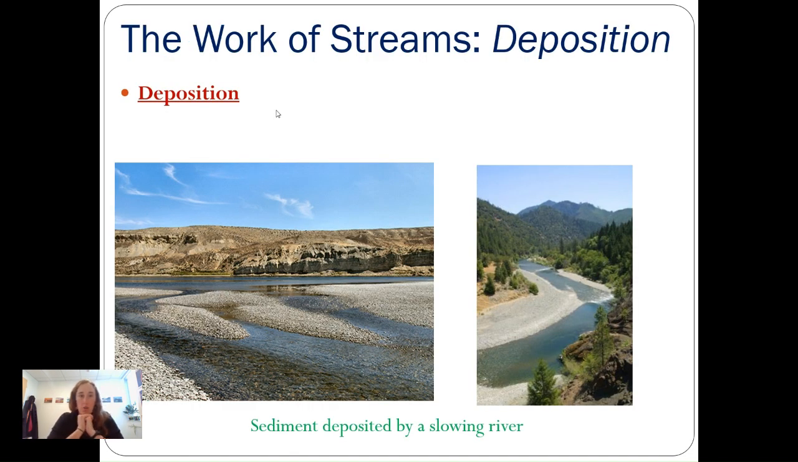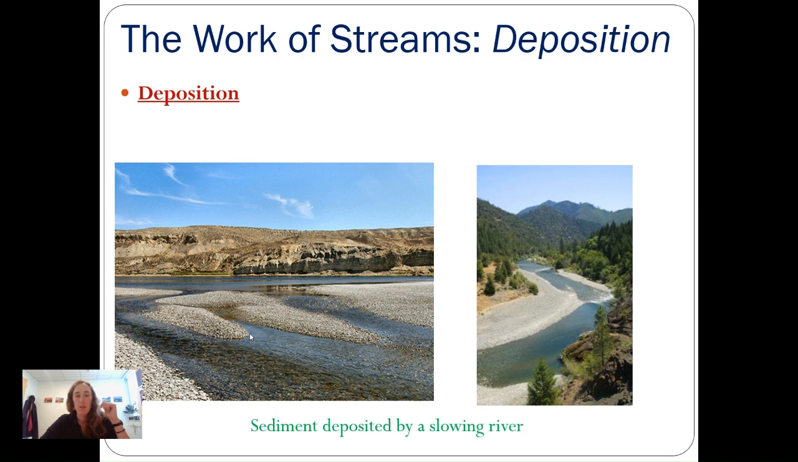Okay, so we talked about erosion, we talked about transport. Now we have to talk about deposition. Deposition is basically the act of a river stopping carrying what it was carrying, and then it will form a pile or a deposit. Deposition can be any kind of material. Mud can deposit, pebbles can deposit, gravel can deposit, sand can deposit.